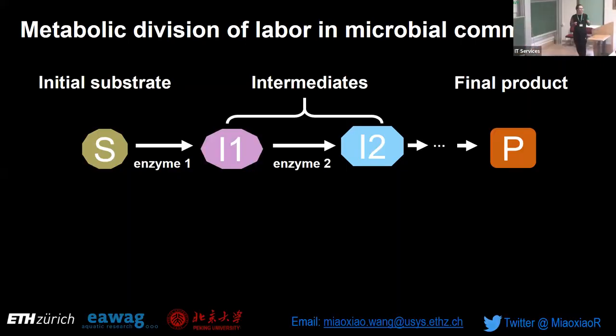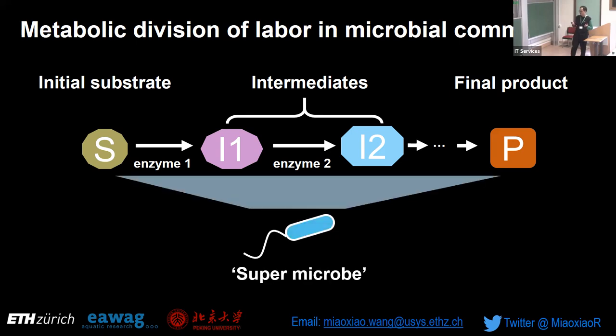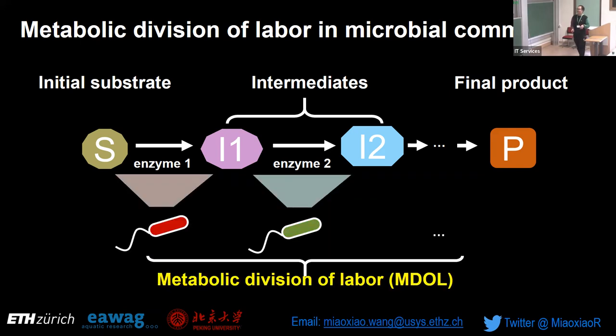Actually, this is also very common in microbial communities. If microbes want to transform a substrate to a final product through a long pathway, they can have one super bug to produce all of the enzymes involved in this pathway. Alternatively, they can be smart and do division of labor within the microbial community, and each bug only produces one enzyme, responsible for only one step. That's what we call metabolic division of labor.